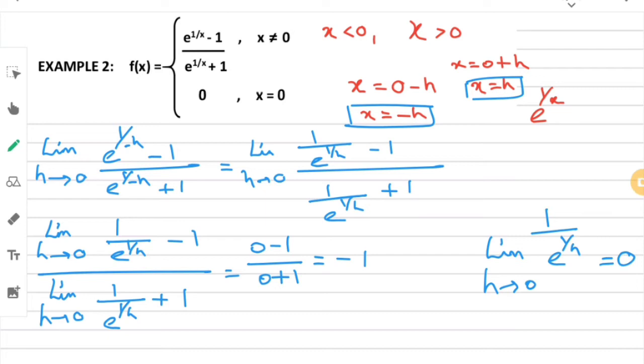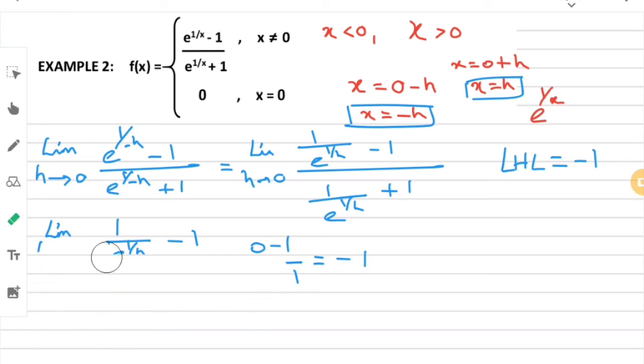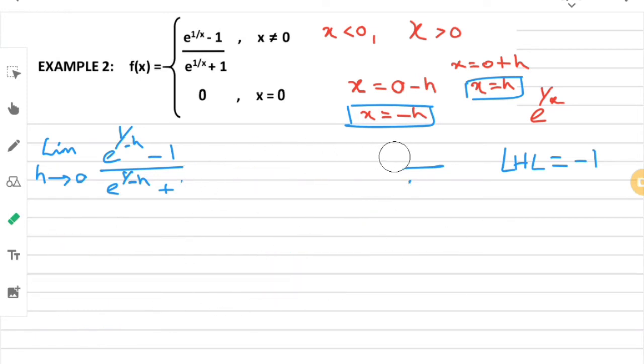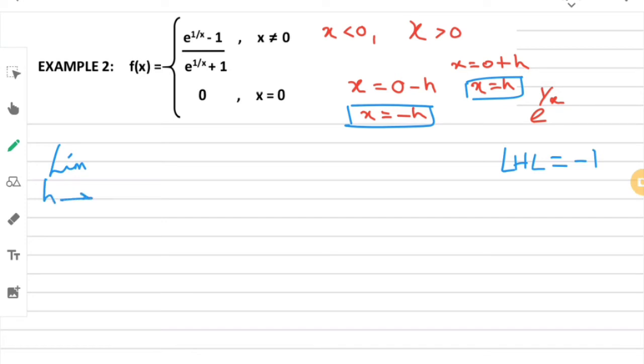Okay, now I'm going to take the RHL. For that I will write it here. Left hand limit value is minus 1. And now I'm going to replace the value of x as h because I'm going to take the right hand limit. So limit h tends to 0, it will become e power 1 by h minus 1 by e power 1 by h plus 1.